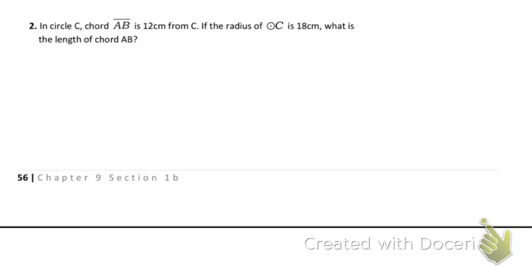All right, the last one is a huge chunk of what you're going to need to do for your homework. It's not going to have the picture drawn. You're going to have to draw it, and you're going to have to solve it from there. All right, so we have in circle C. So we have circle C.